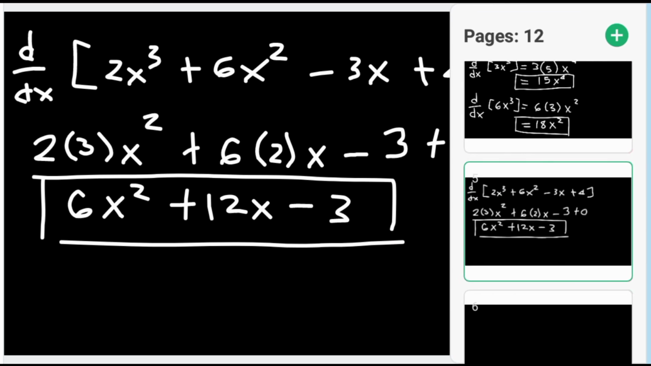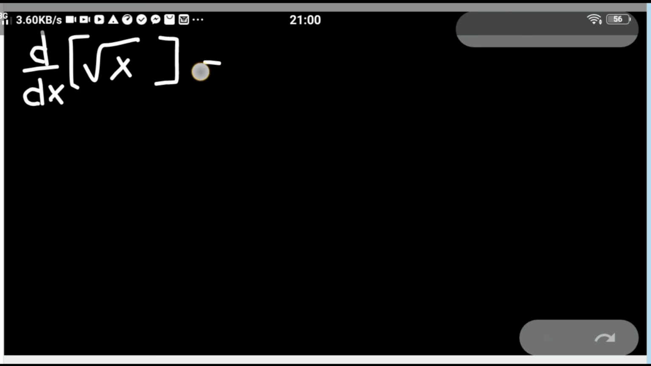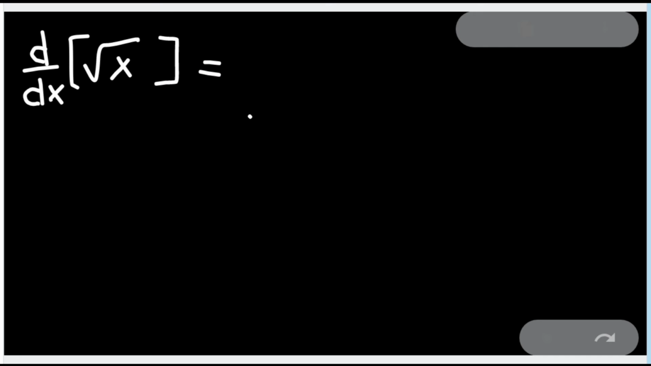Now, let's try another rule. By this time, we get the derivative of a number or expression with radical. Let's say we have the derivative of square root of x. We all know in the discussion of radical that square root of x can be written like this. So we have this.